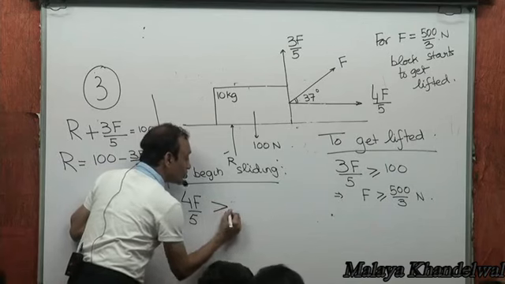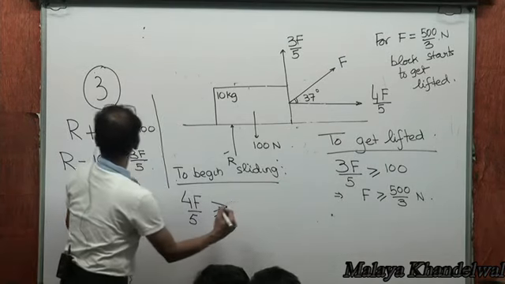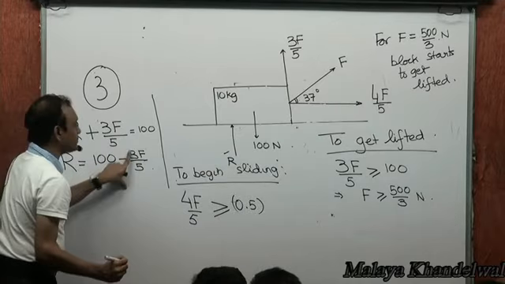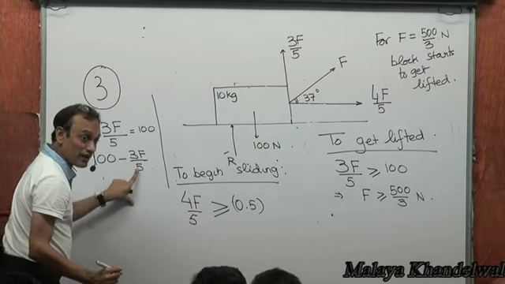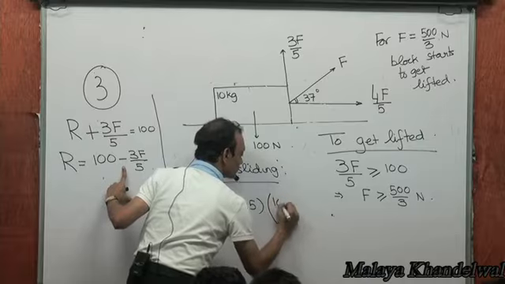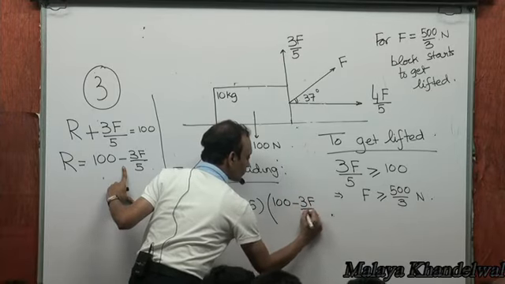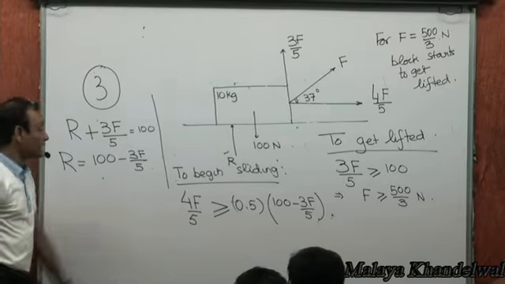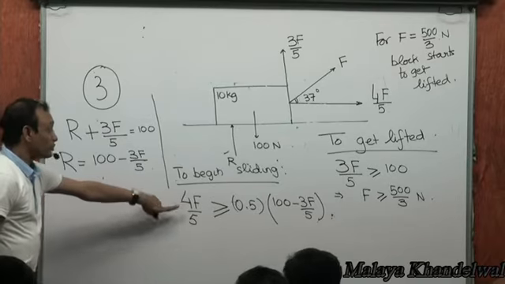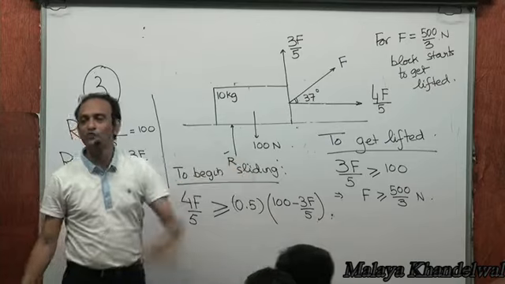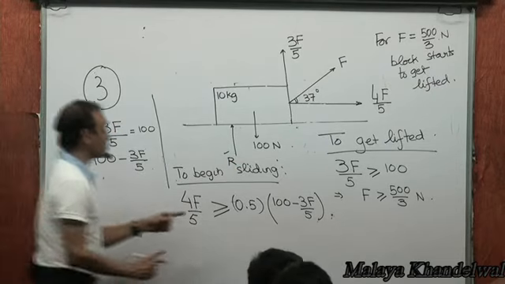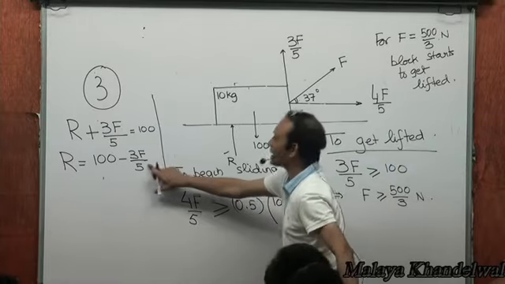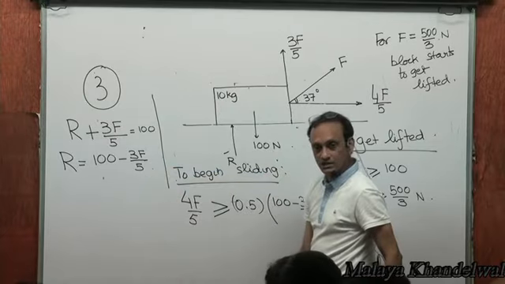That means 4F by 5 must be greater than or equal to mu, which is given to be 0.5, into normal reaction R, which is 100 minus 3F by 5. 100 minus 3F by 5 is the normal reaction. Yes or no? That is when it will begin to slide. 4F by 5 must overcome maximum static friction between the block and the ground so that it begins to slide. And maximum static friction between the block and the ground is mu into normal reaction R.